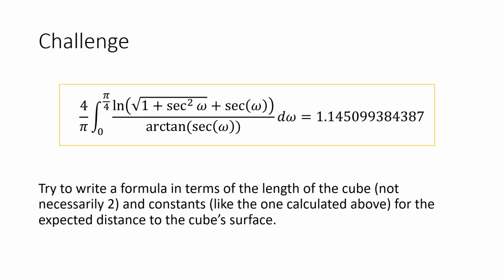Just a quick challenge for all you mathletes for homework tonight. Try to write a formula in terms of the length of the cube. So for this problem, we just assume that the length of the cube is 2, and this is the answer that you get, the 1.145. So maybe try to write a formula in terms of the length of the cube and the various constants. So like this weird constant that we just found, which is the area under this curve times 4 over pi, which is just weird. But yeah, for the expected distance to the cube's surface.